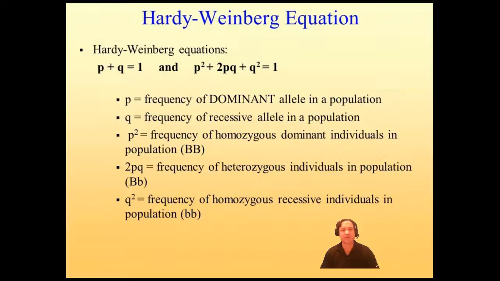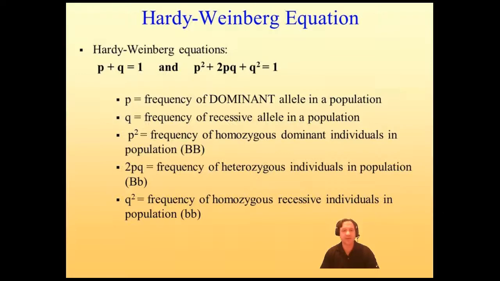Q will be the frequency of the recessive allele in a population. So that would be like blue eyes. What percentage of the population or the gene pool has the recessive allele? That would be Q. P squared is the frequency of individuals which are homozygous dominant in the population. So if it was eye color, we'll use the letter B. Big B would be for brown or non-blue eyes. So P squared would be the percentage of individuals which would have the genotype of big B, big B.